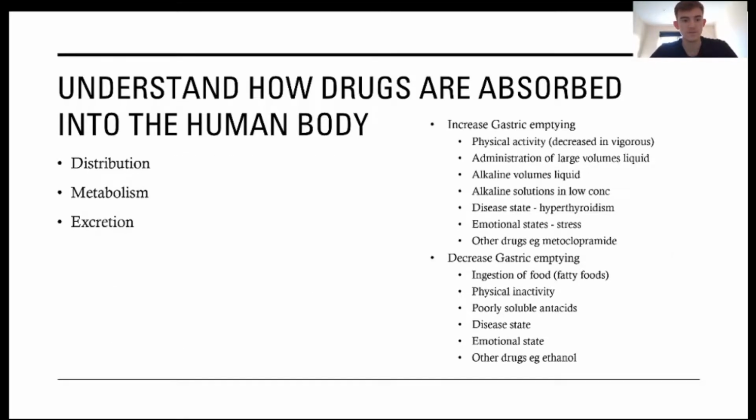Okay, so the other two, distribution and metabolism, we'll talk about those in a bit, but firstly just a note on excretion and the increase and decrease in gastric emptying. What can we do to get these drugs out of the body faster or slower? That could be either beneficial or not, depending on whether we want those drugs inside us to help us out or not. For the increase, we've got physical activity, alkaline solutions, disease state, administration of large volumes of liquid, emotional stress, and other drugs can also interfere with each other. Then for the decrease, we've got ingestion of food, physical inactivity, poorly soluble antacids, disease state, and emotional state, as well as other drugs.